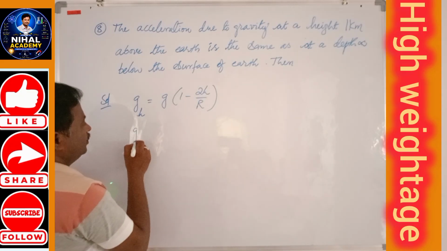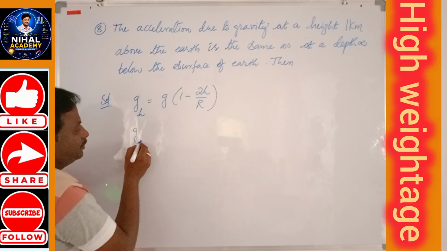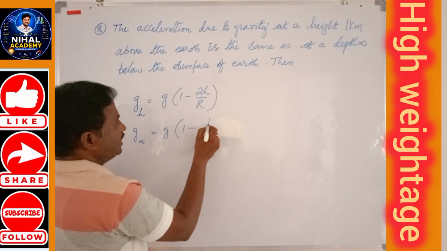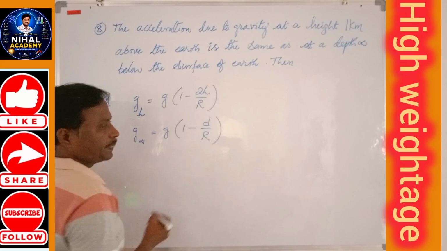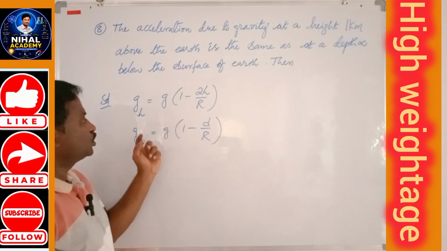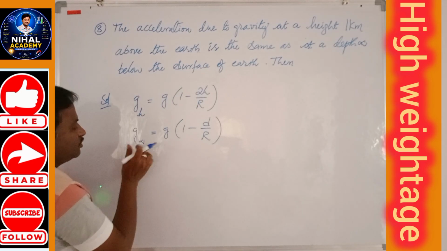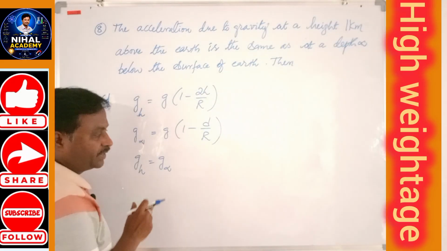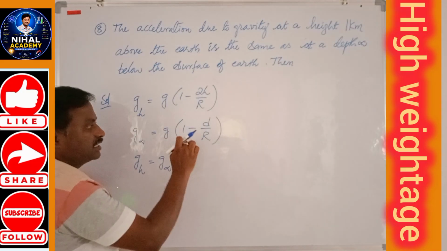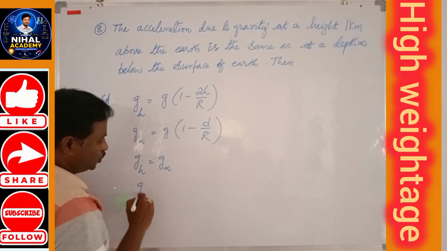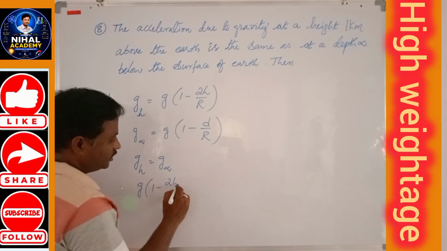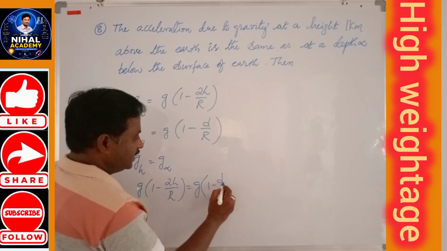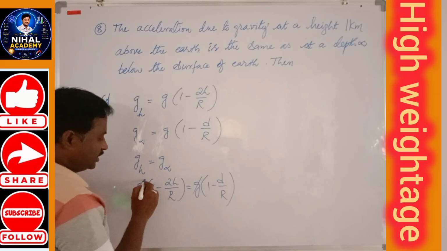So the acceleration due to gravity at depth, that is g alpha, is equal to g into 1 minus d by r. d is the depth. As per the problem, these two are equal. That means g_h is equal to g alpha, as per the given problem. Now we have to equate the right side parts of these two. That means g into 1 minus 2h by r is equal to g into 1 minus d by r. Here g cancels.